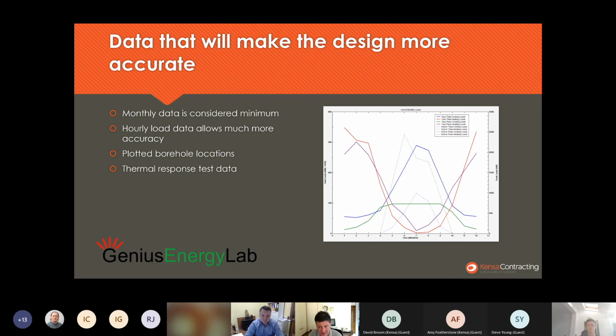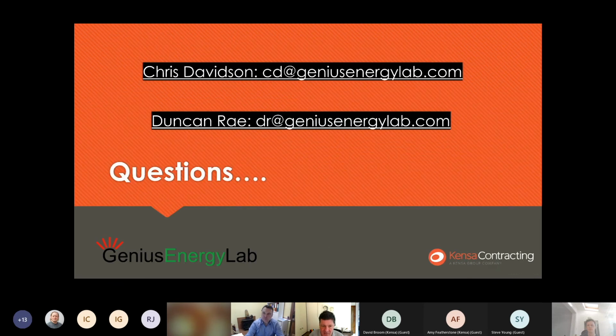Obviously, we don't want to be over-assessing conductivity if it's just a purely desktop study, because that would cause us performance problems. So we're always a little bit conservative on that until we get the thermal response data, and then we can be very, very accurate.